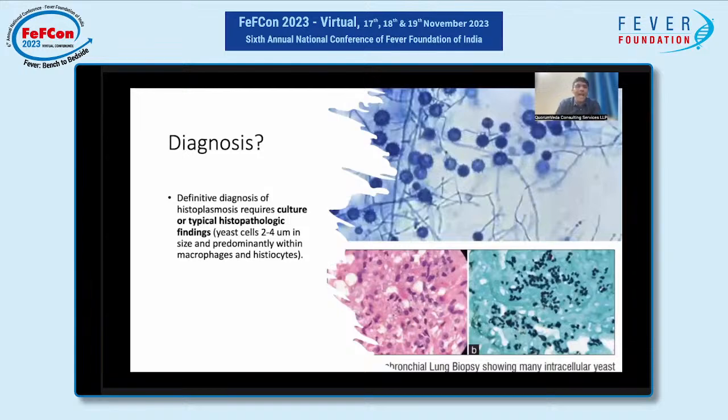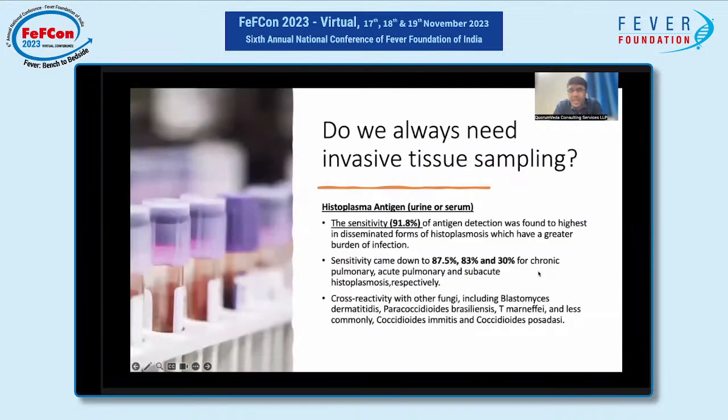How do you diagnose this? Culture and biopsy, typical feature of histoplasma here in culture, and then the biopsy. That's why you diagnose histoplasmosis. And then there is something easy. You can do urine or serum histoplasma antigen. We do urine histoplasma antigen, very useful test.